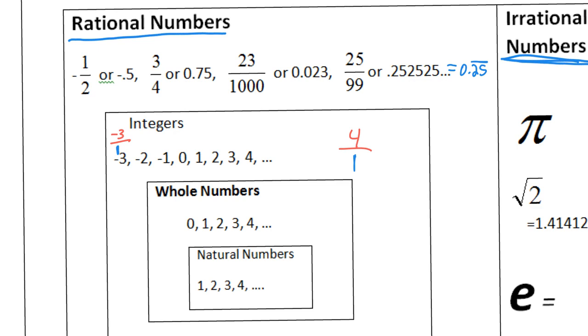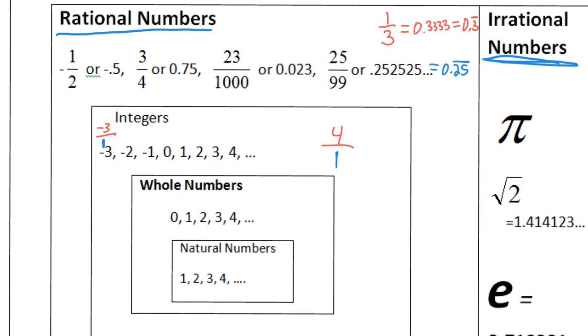I'll give you another example, okay? 1/3 is a rational number because 1/3 is 0.3333, and it keeps going and going and going, but you can write it as 0.3 with the little bar on the top. So these are rational numbers. Rational numbers are decimals that terminate or repeat, numbers that can be written as a fraction, and you also have whole numbers, integers, and natural numbers.